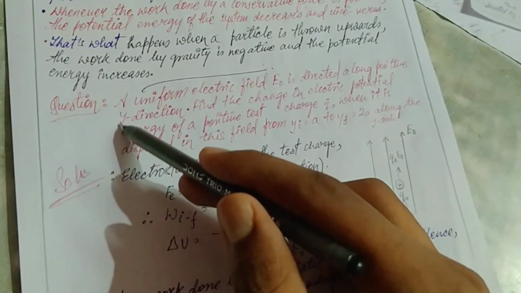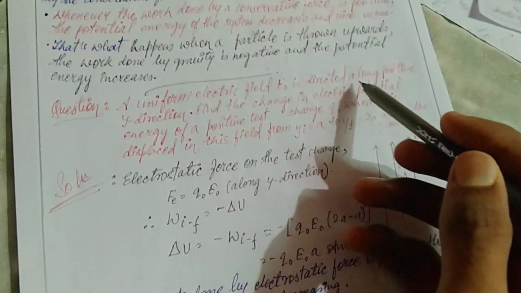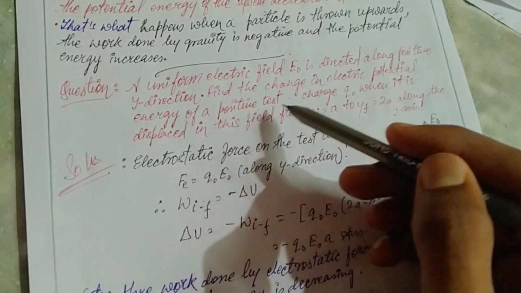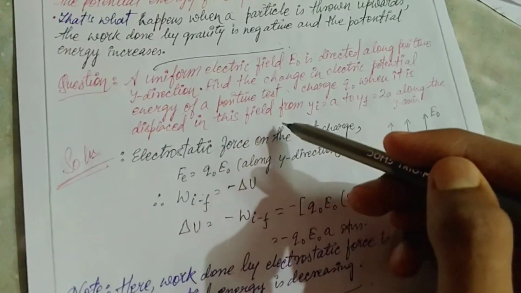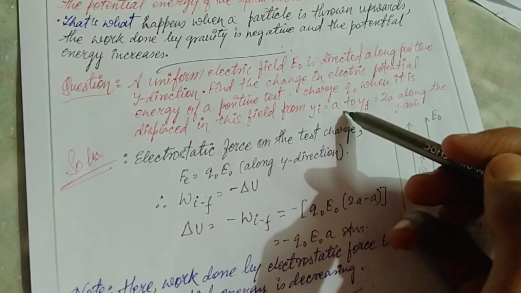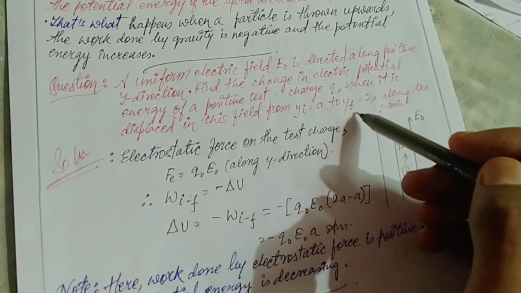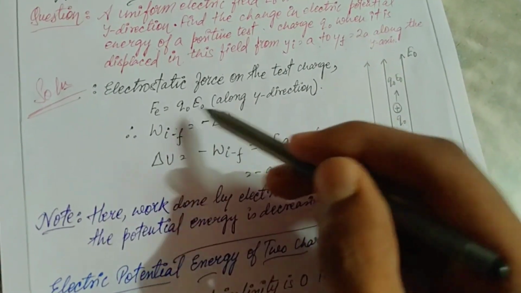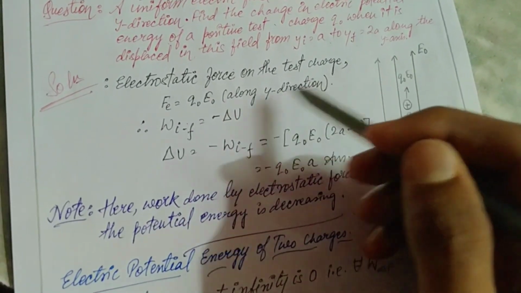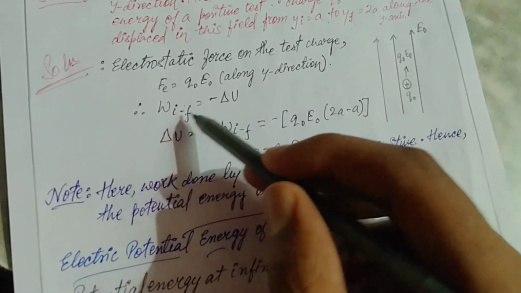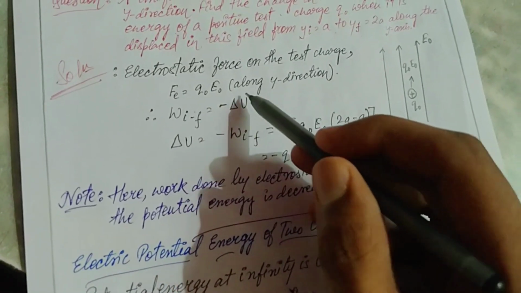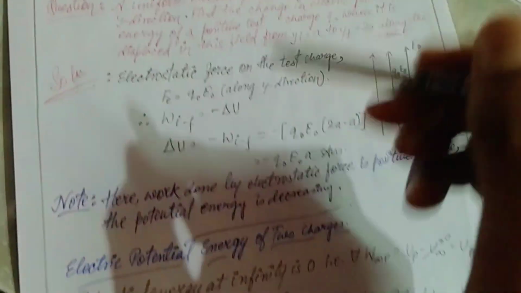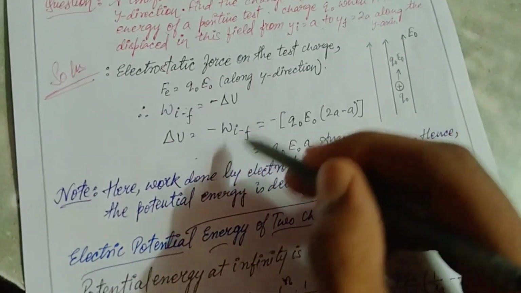Question: a uniform electric field is directed along the positive y direction. Find the work done and the electric potential energy change of a positive test charge q naught when it is displaced in this field from the initial position to the final position, 2a along the x-axis. The electrostatic force on the test charge is F equal to q naught E along the x-axis. So calculating it, the work done is equal to the change of kinetic energy. As we saw, if the work done is positive, then the potential energy will decrease.